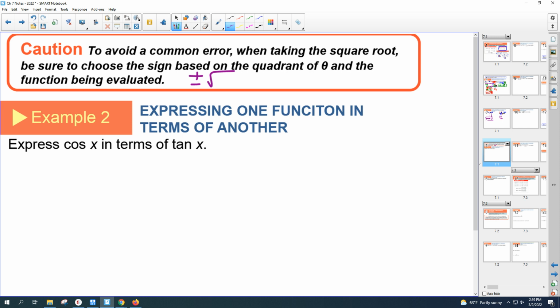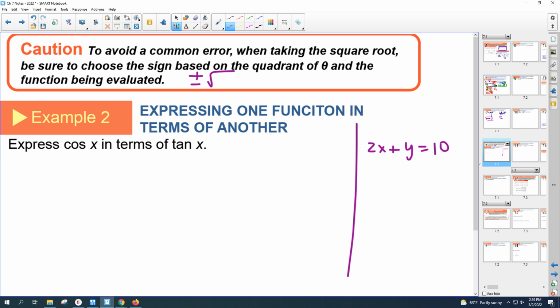Okay. So example 2 says express cosine x in terms of tangent x. So here's another reason why people struggle with this chapter: they don't know what that means. They don't understand "express cosine x in terms of tangent x." All right. So I want to give you kind of an example where you've done this before.